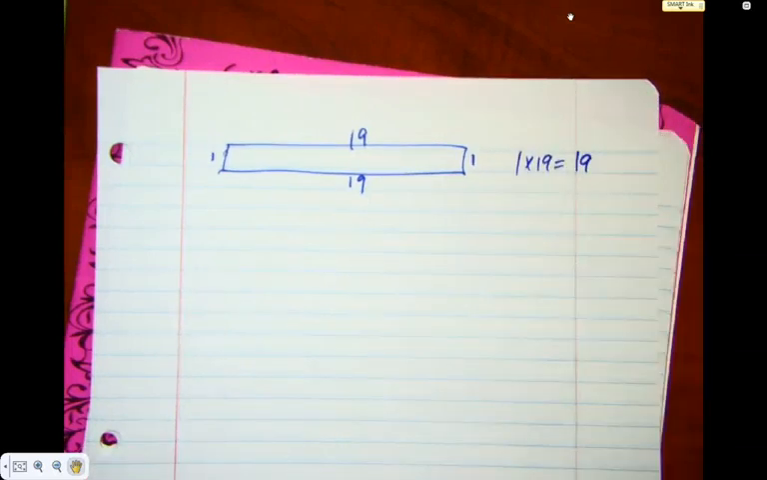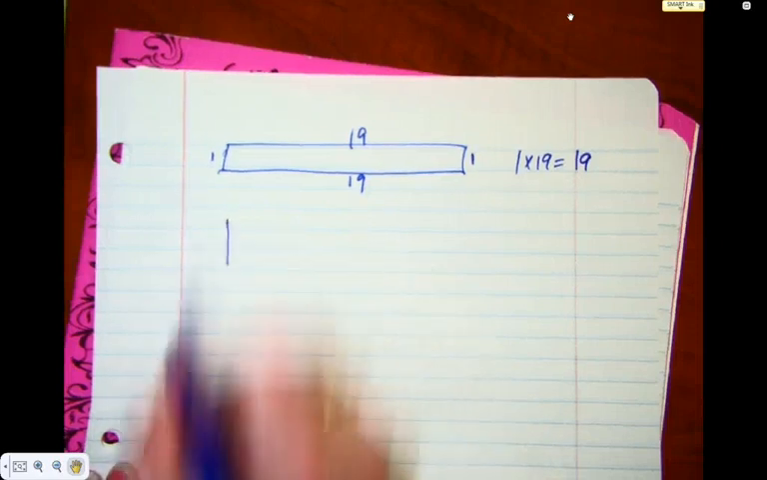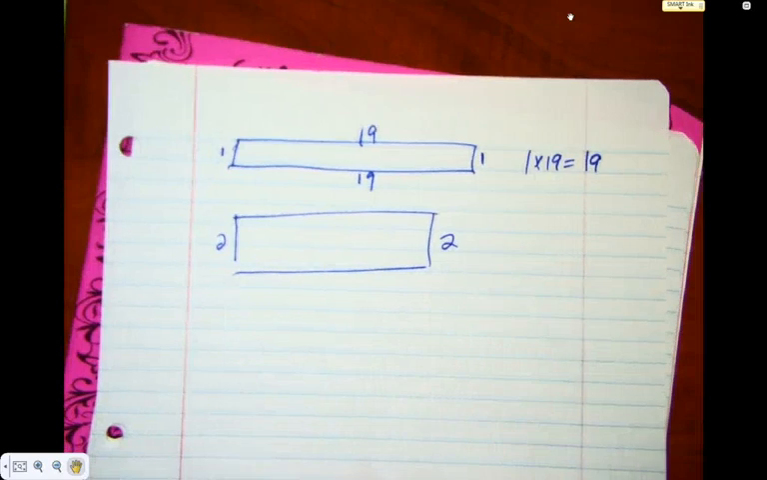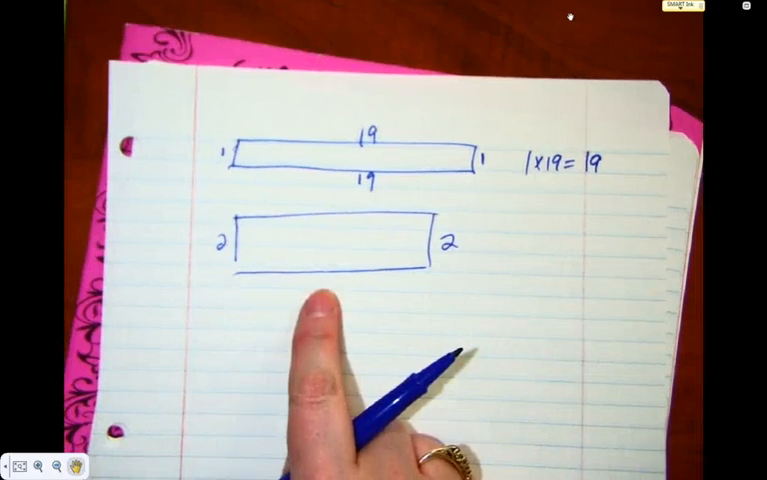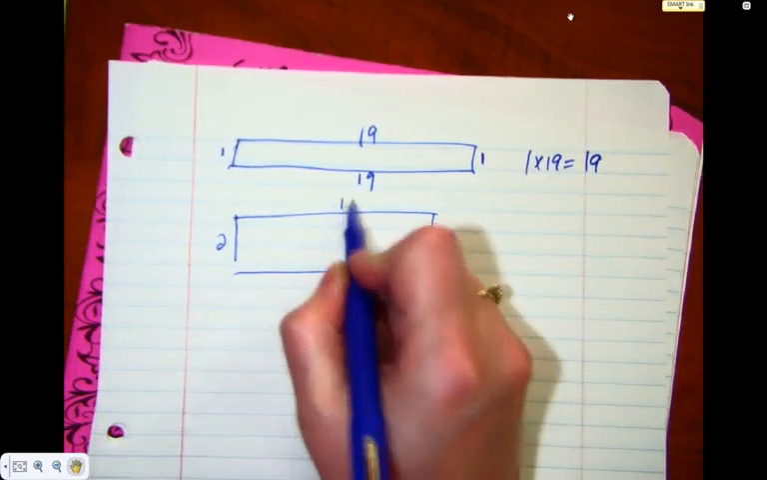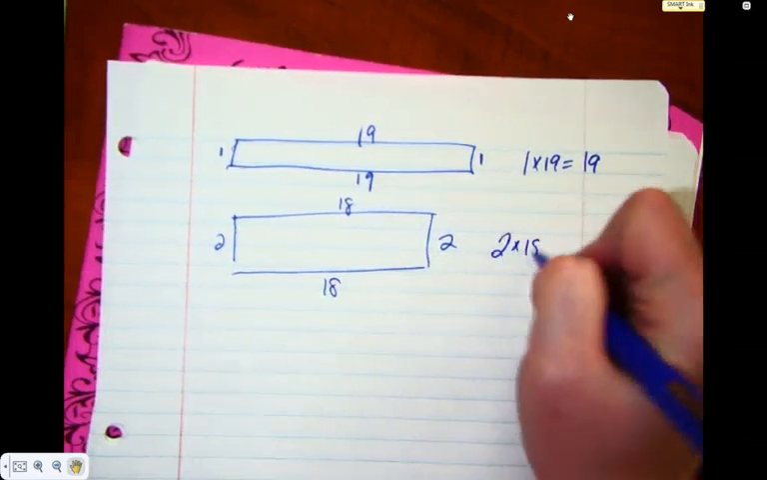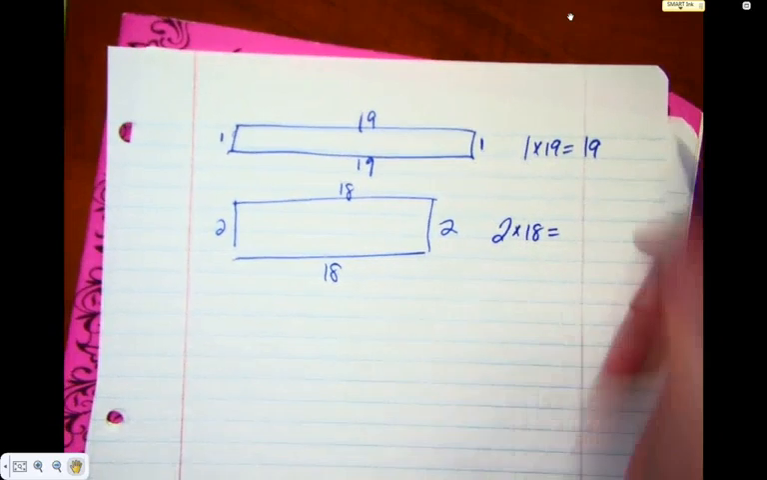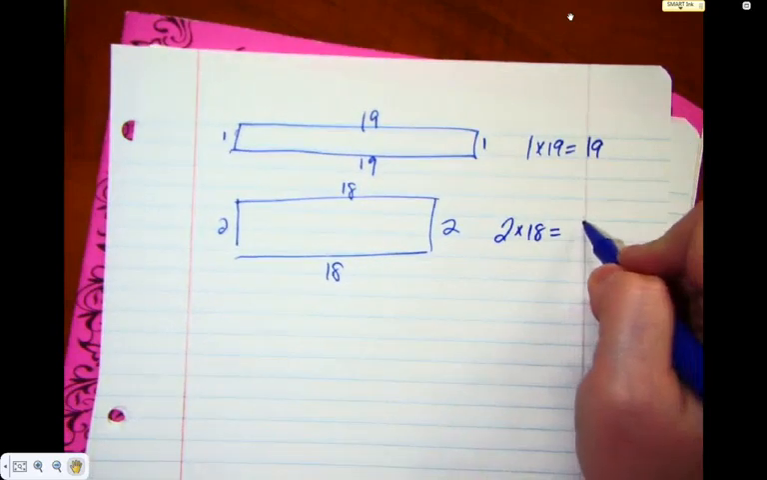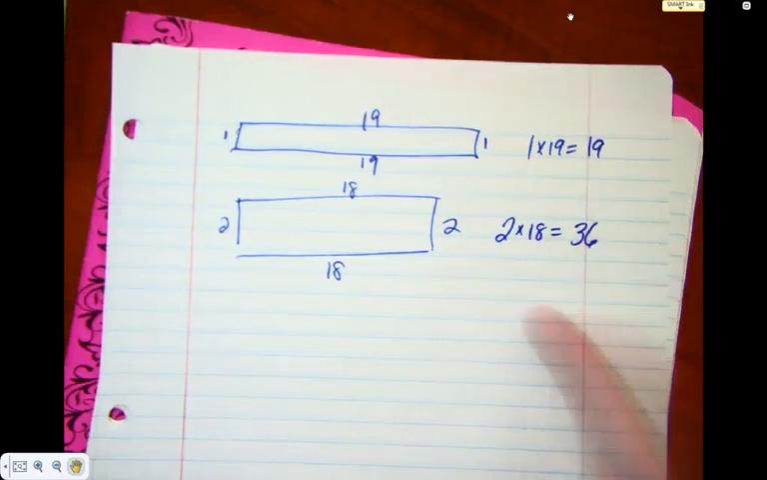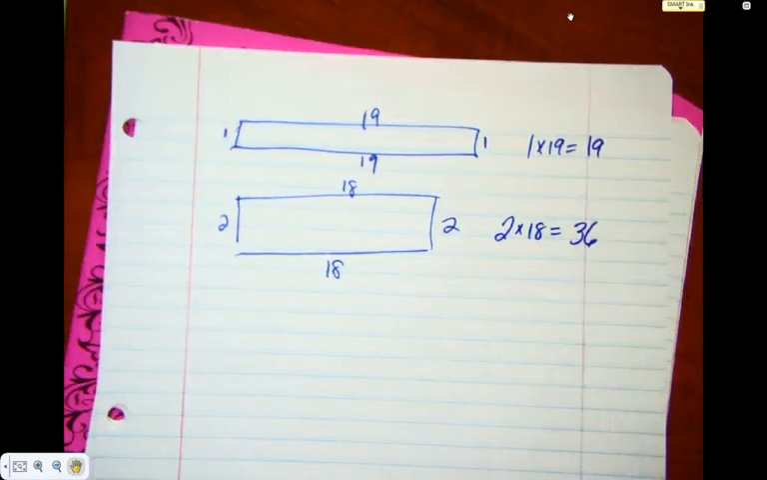19 meters squared. Okay, next possibility is I could make the width 2, which makes the other width 18. Let's just double check. 18 plus 2, and 18 plus 2, 20. Okay, so that area would be 2 times 18, which is? So which of these two possibilities has the largest area? The second. So I could keep going with all the possibilities.